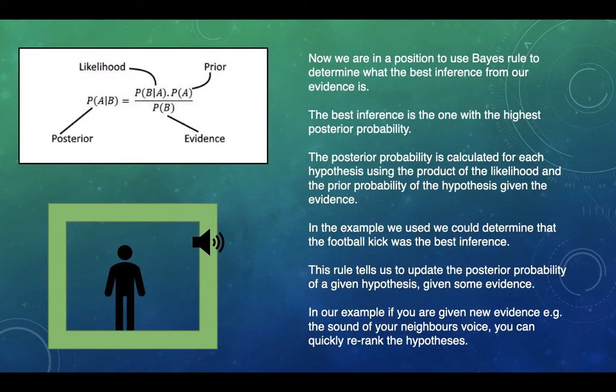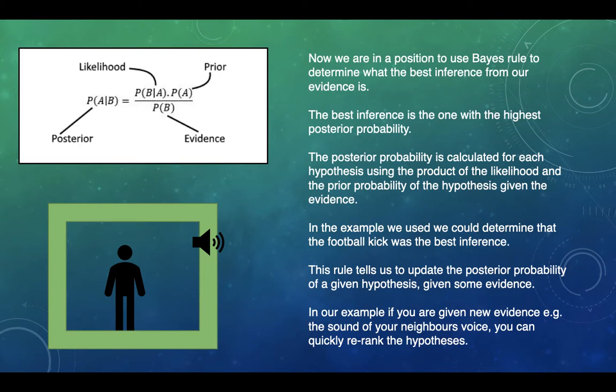Okay, so this is where Bayes' rule can be used, because we can now use these pieces of information, the likelihood, the prior, and the evidence, to determine what the best inference would be from our evidence. And the best inference is the one with what's called the posterior probability, shown on the left-hand side of that equation. The posterior probability is calculated for each one of your hypotheses, using the product of the likelihood and the prior probability given the evidence. In our example, if we run the numbers, the football kick could be the best inference, combining the likelihood and the prior.